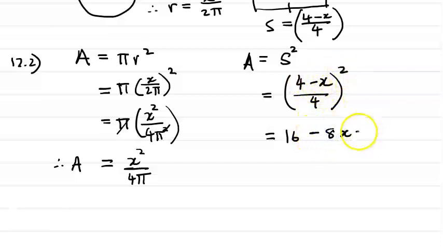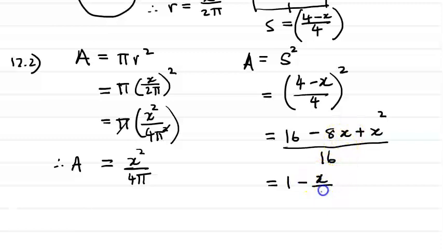And minus x all squared is plus x squared, all over 16, which will equal 16 over 16 is 1, minus 8x over 16 is going to give us minus x over 2, and we're left with positive x squared over 16. So let's just double check. 16 over 16 is 1.